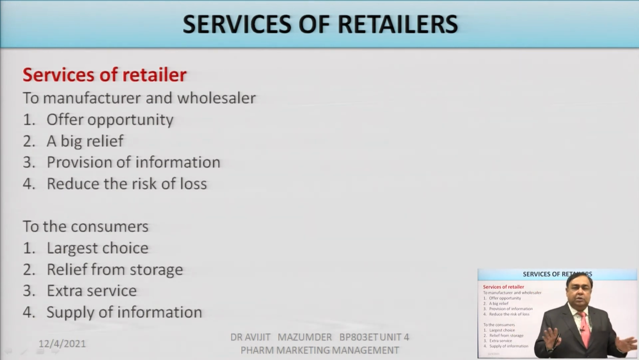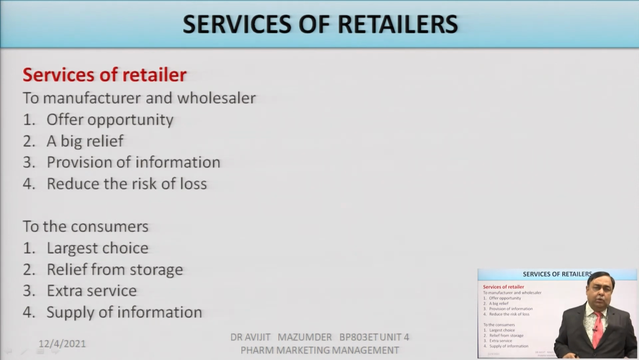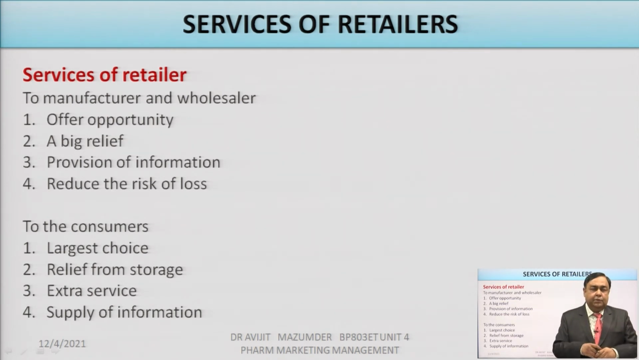It reduces the risk of loss. Say for example, you are transporting one item from your production unit at Bangalore and it is coming to Greater Noida. It may so happen that the product may be lost in the transit. But because these intermediaries are involved, the traceability becomes very good. For the wholesalers or the manufacturers, they do not have to think of the loss. It reduces the risk of loss.